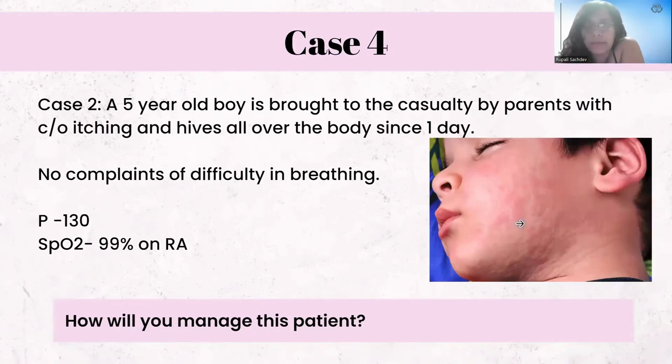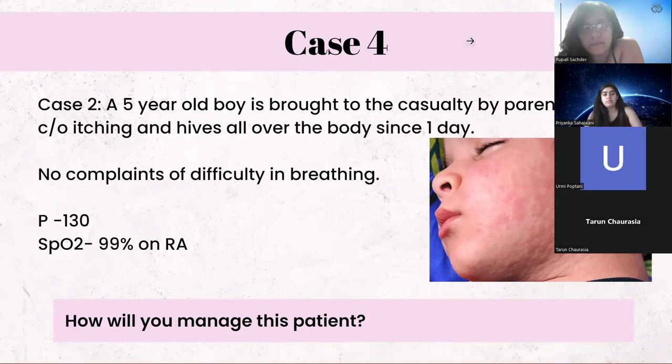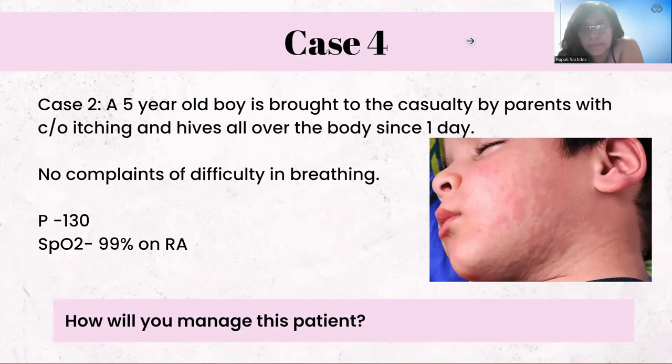Case four. A 5-year-old boy is brought to the casualty by parents with complaints of itching and hives all over the body since one day. There are no complaints of difficulty in breathing. Pulse is 130, saturation 99, adrenaline. Okay, what else? Is there anything else you think the child might need? You will also give them Benadryl. You can give them Benadryl, and if they have difficulty in breathing, you will give them salbutamol.